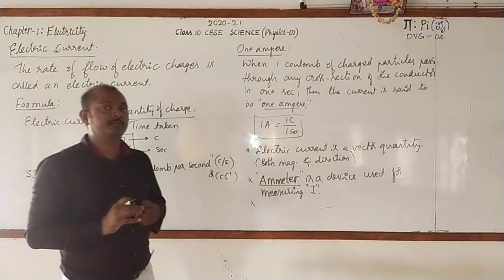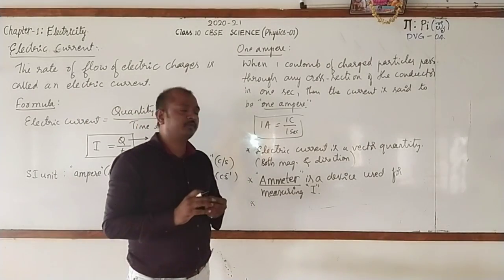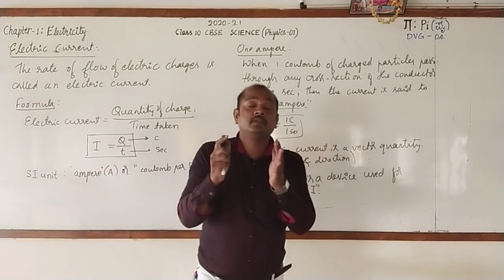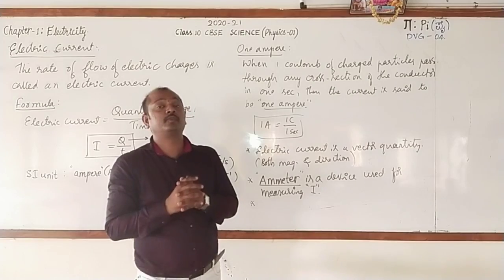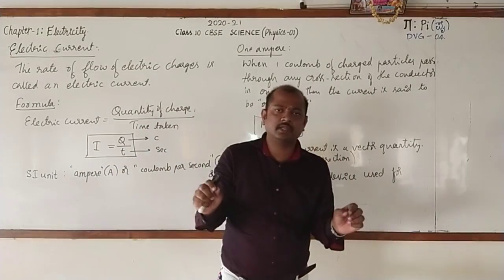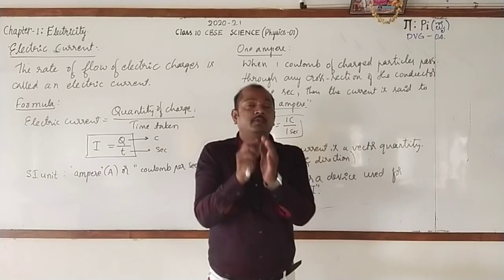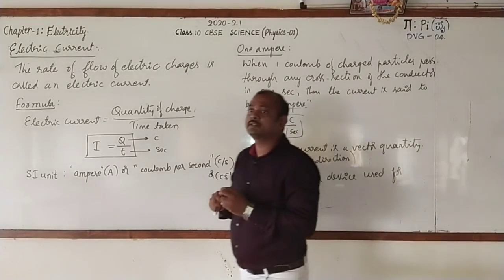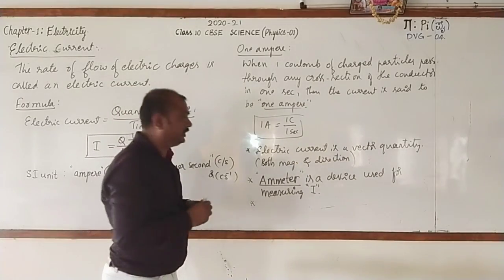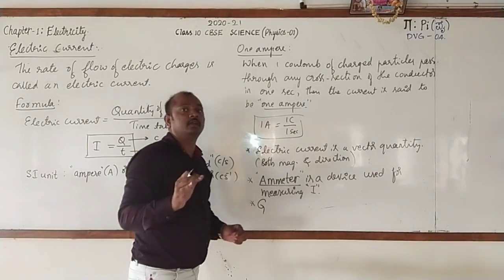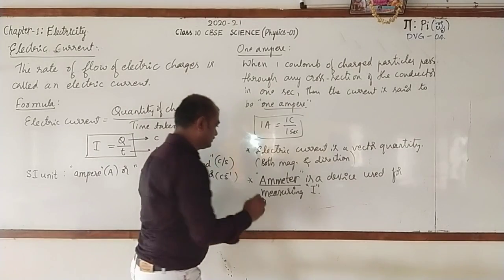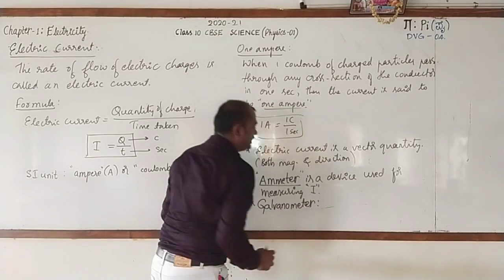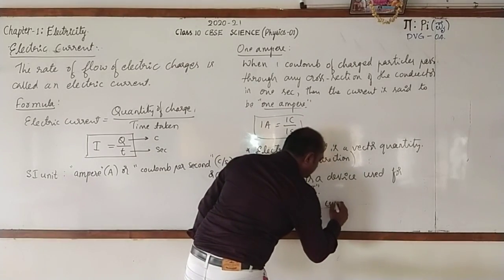And one more device is there. It will also measure the amount of electric current, but usually it is used for detecting the amount of electric current flowing in the conductor. Suppose you take a conductor in which some amount of current is flowing. If a very small amount of current is flowing, that can be detected by using another device. It is called galvanometer. Hence, galvanometer is called a current detecting device.